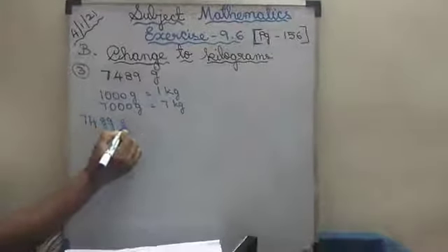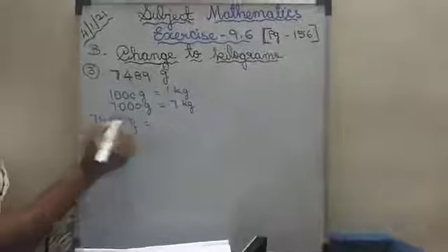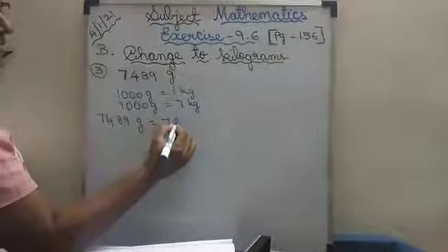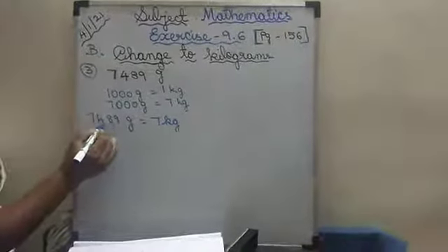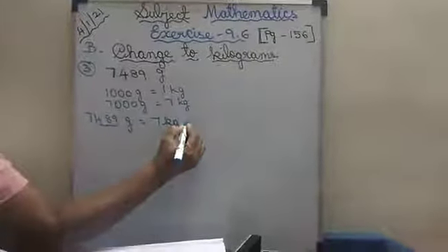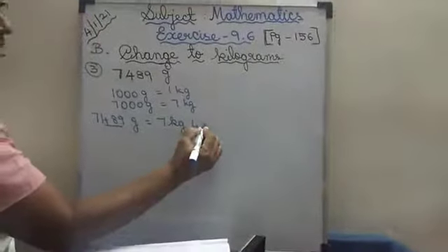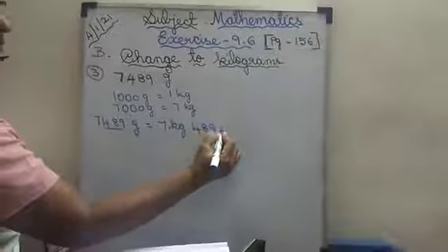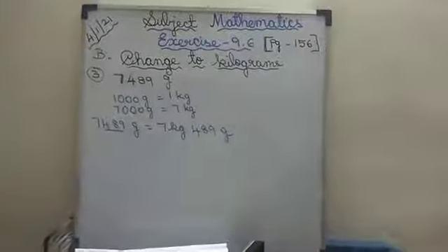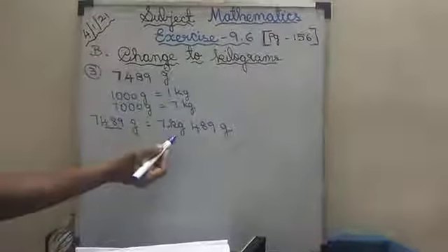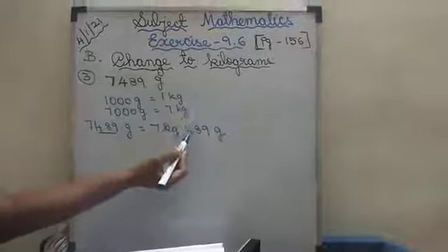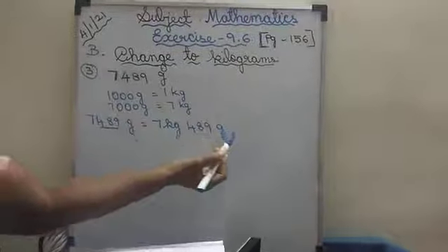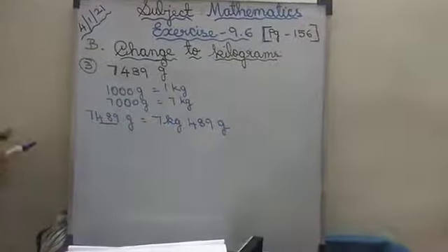So if you write like this, see now, 7,489 gram is equal to 7,000 means 7 kg. Isn't it, children? 7 kg. The remaining, this 489, what will come? It will convert into gram. So, understood, children? 7 kg 489 grams. Okay, this is the answer.